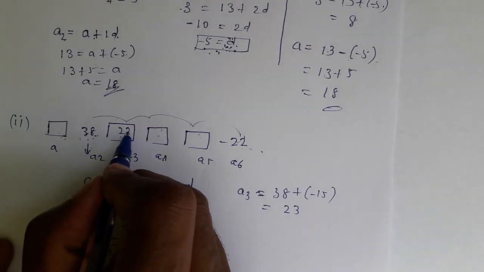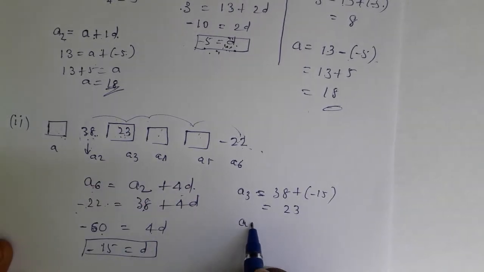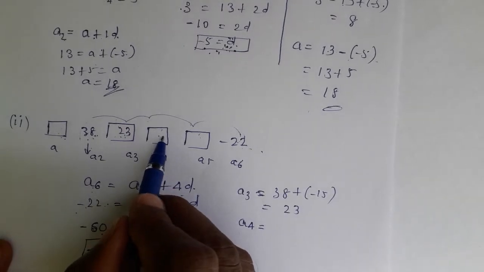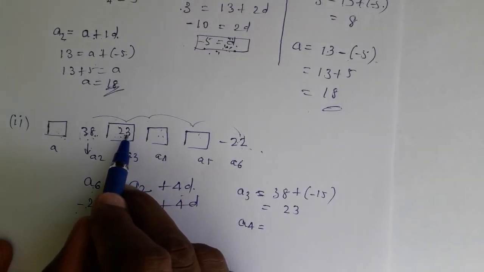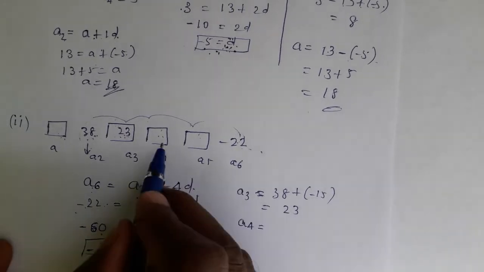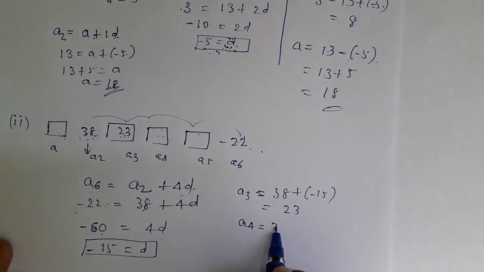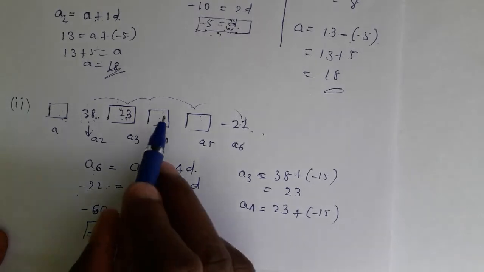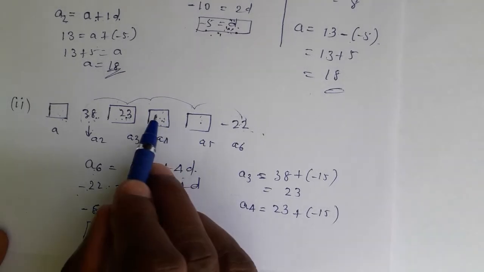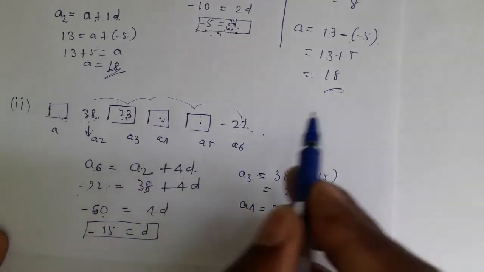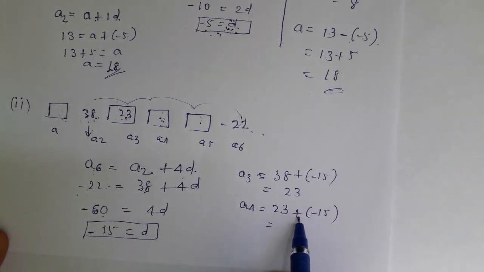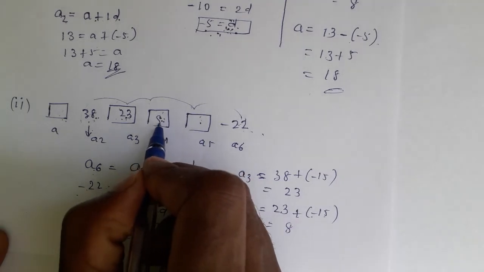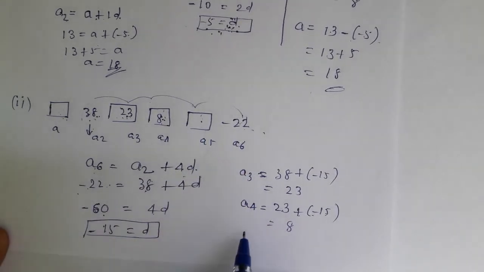So 23 comes here. Next, we'll go to the fourth. To get the fourth, what is the previous? 23. For the 23, D is added. What is the difference? Minus 15. So for 23, minus 15 is added, you will get the next. For every previous number, minus 15 is added, you will get the next number. 23 plus into minus, minus, 23 minus 15, we will get 8. So 8 comes here.